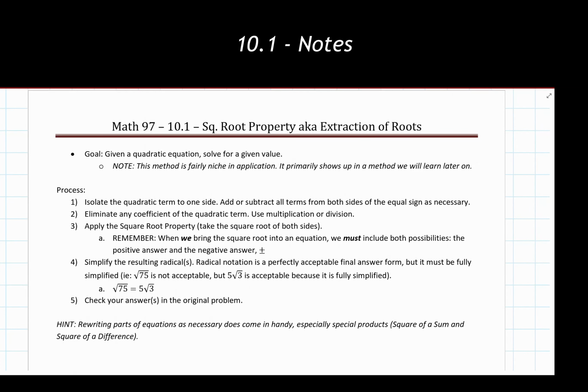Section 10.1 has us dealing with the square root property, which is also known as the extraction of roots. This has to do with working with and solving quadratic equations, and we're using it in a fairly niche scenario showing up here. So our main goal, more than anything else, is that with a given quadratic equation, we're going to be solving it for a given value.